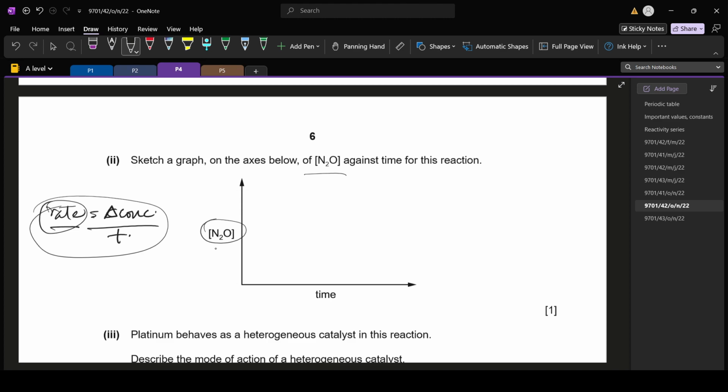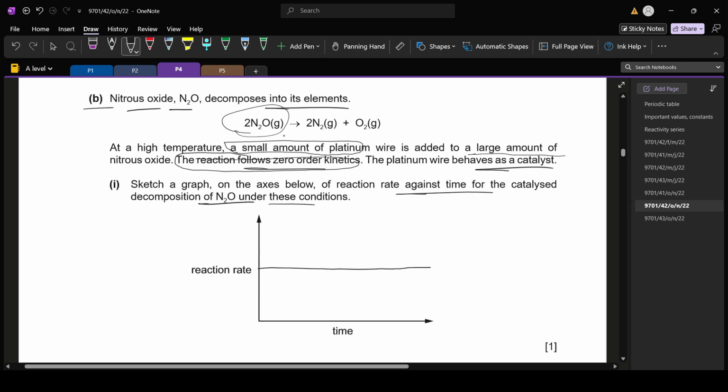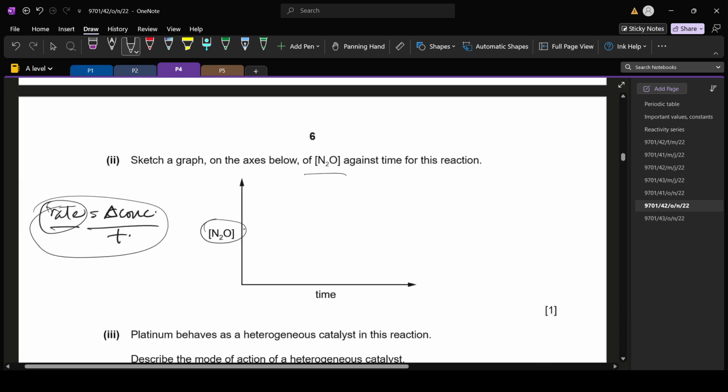And you can see that the concentration of nitrous oxide will decrease with time. So how will you draw this graph? It will be like this, a straight line. You have to draw a straight line over here, like this.